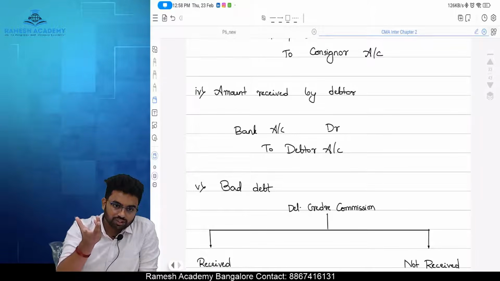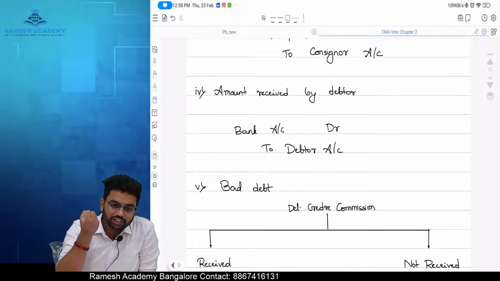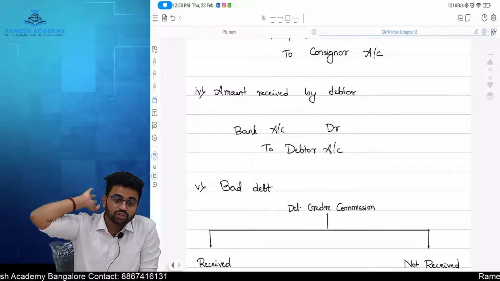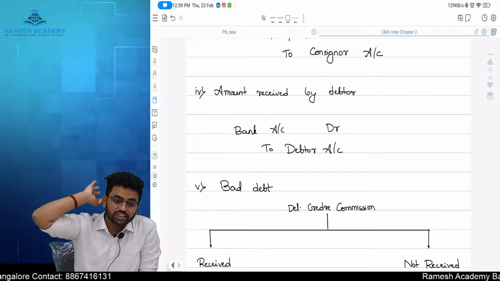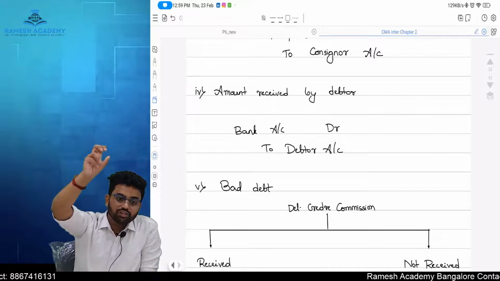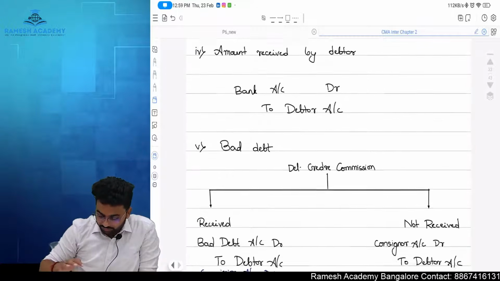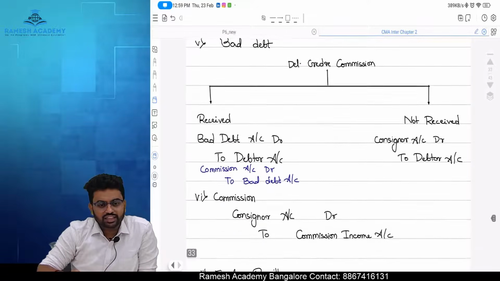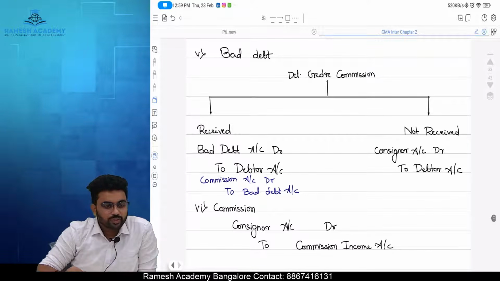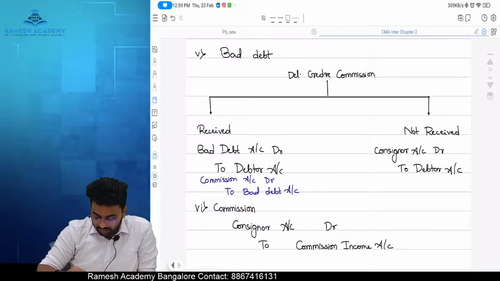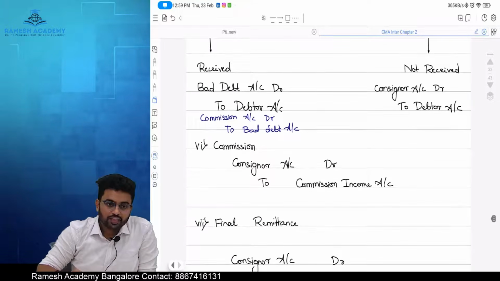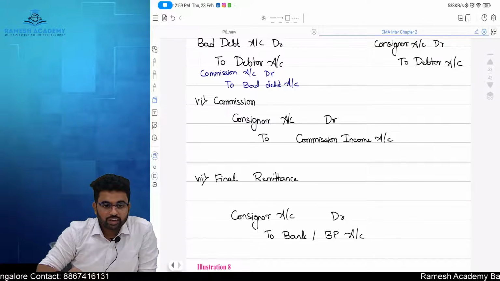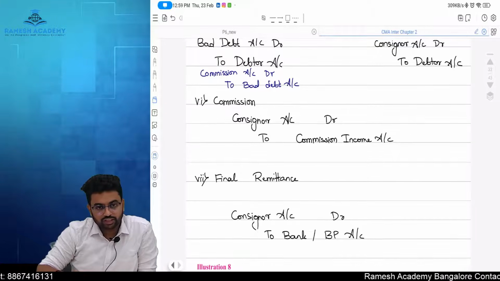When the del credere commission is not received, that is not our expense. It should be reimbursed by our consignor. So he will become our debtor now for this transaction. What will be the entry? Consignor account debit to trade receivable account or debtor account. For the commission, as it is our income and our consignor should pay it, consignor account debit to commission income account. Okay, when we pay the final remittance, it will be consignor account debit to bank or bills payable account.